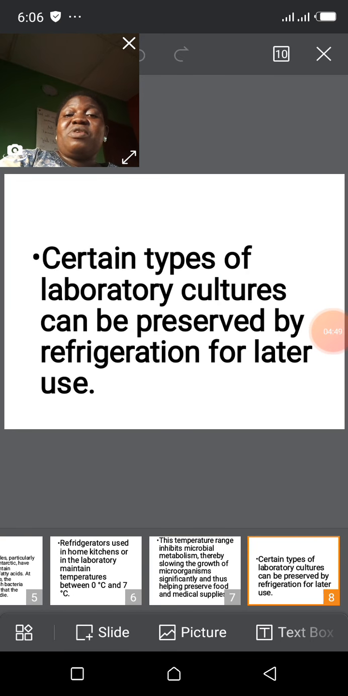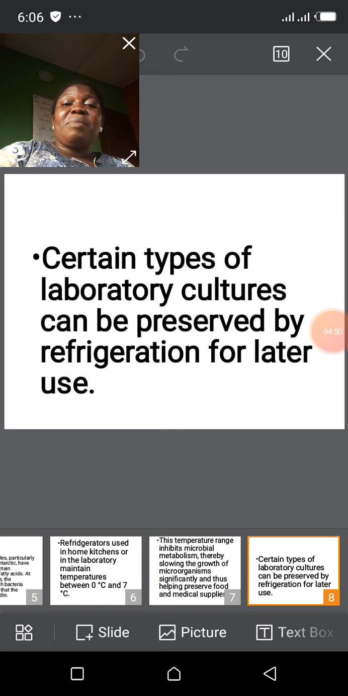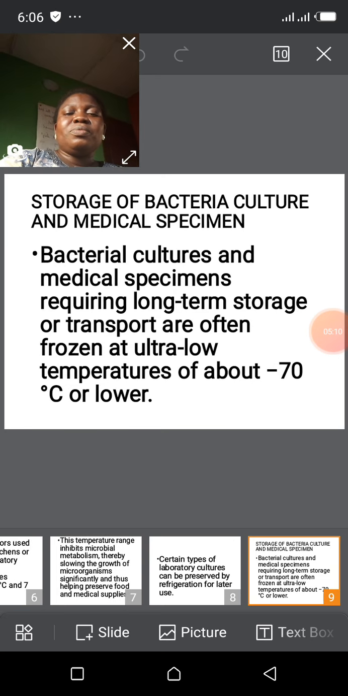Some certain types of laboratory cultures could also be preserved by refrigerating them for later use, especially those that you're not going to keep for a very long time. You actually want to keep them for a day or two. You could keep them inside the freezer at a temperature of about 0 degrees Celsius to 7 degrees Celsius, and they will keep well because the temperature will inhibit the growth of microorganisms.